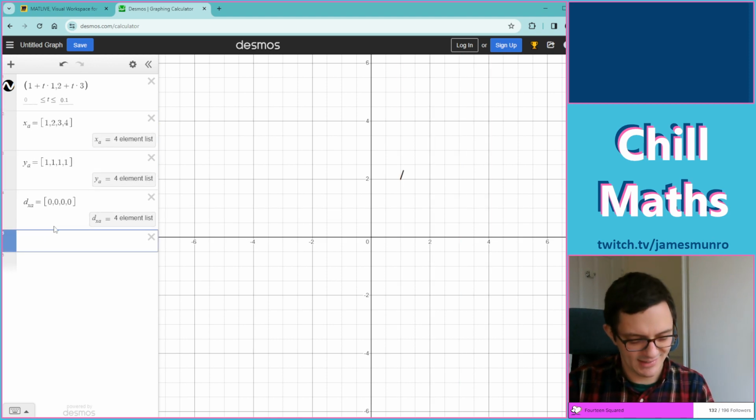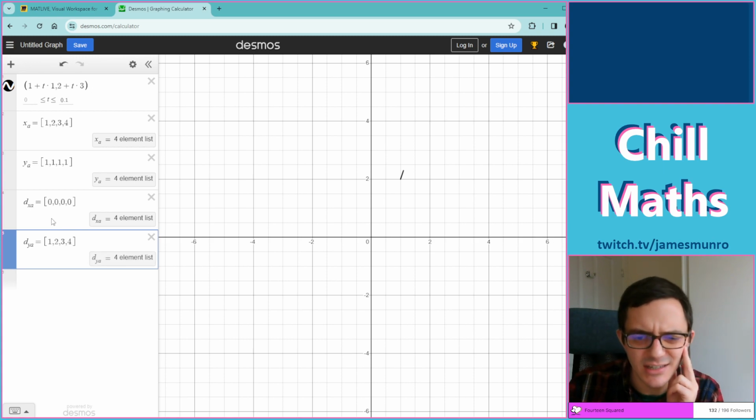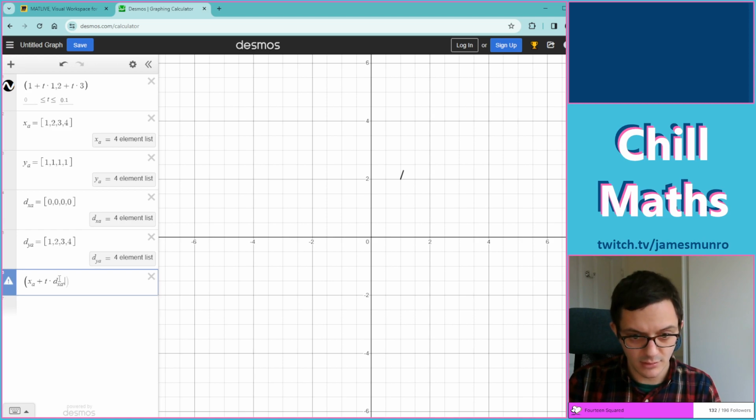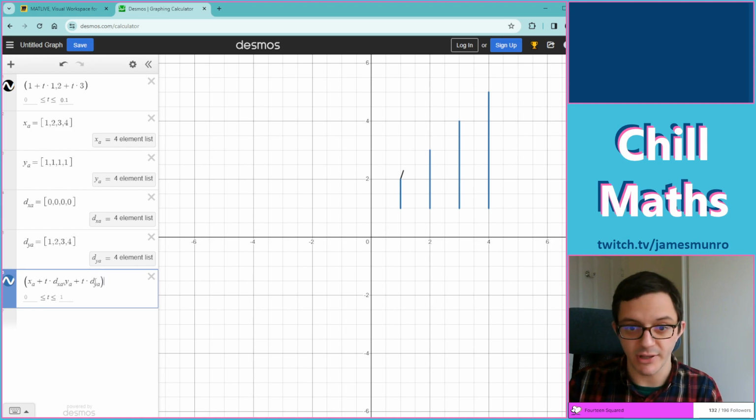Subscript variables. You have something like this, and then you've got lists because Desmos does list comprehension. So you have your XA points plus the change in x, which I've called dxa, multiplied by t, the ya list plus t times dya, and that was, there it goes, so just briefly.